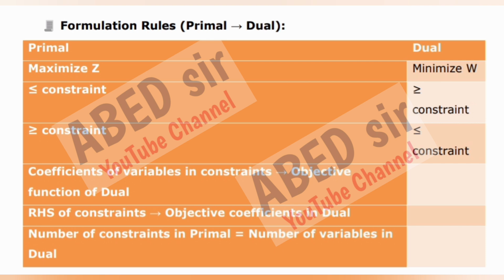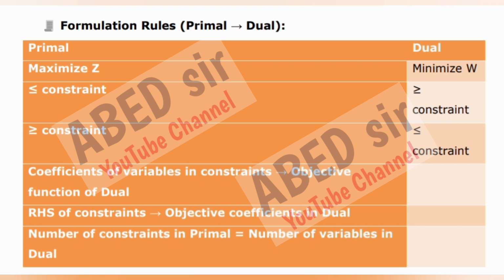Formulation rules, primal and dual. Primal: maximize z; dual: minimize w. Primal less than or equal to constraint becomes dual greater than or equal to constraint. Primal greater than or equal to constraint becomes dual less than or equal to constraint. Coefficients of variables in constraints become the objective function of the dual. RHS of constraints become objective coefficients in the dual.